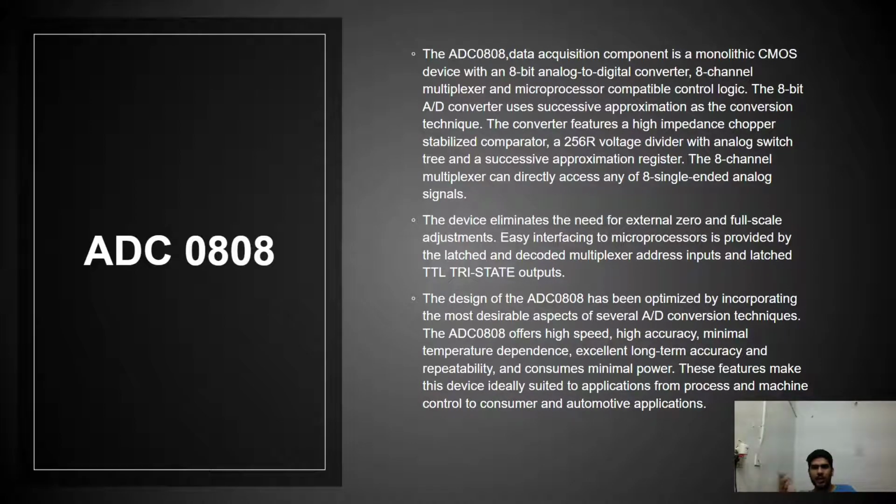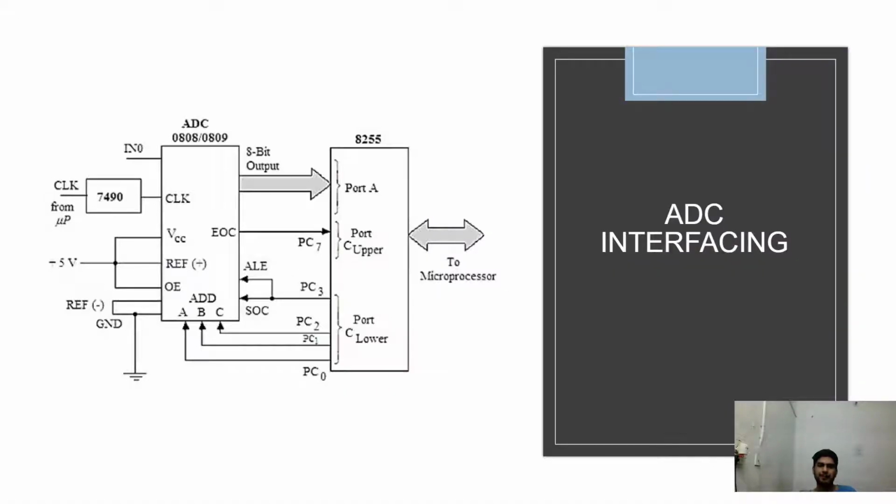Another very important advantage of the ADC 0808: it eliminates the need for external zero and full scale adjustments. So you don't need those elements in your circuits, therefore the circuit becomes simpler and easier to deal with. It has very easy interfacing procedures, and so it is a perfect choice for the control system that we require here.